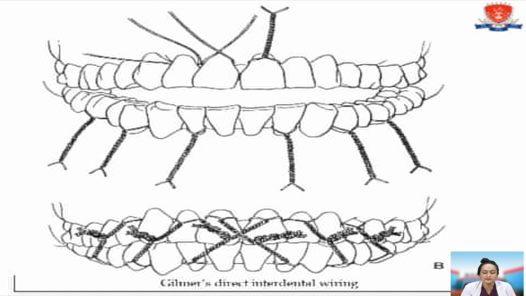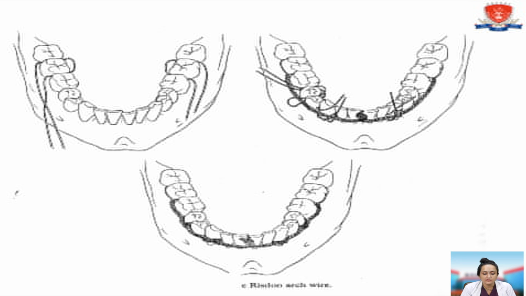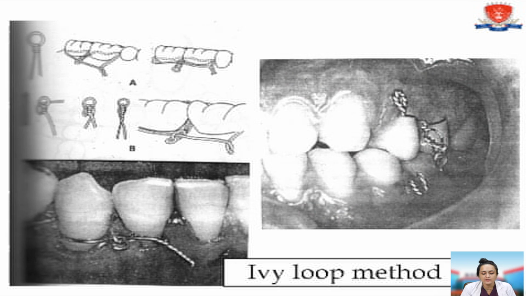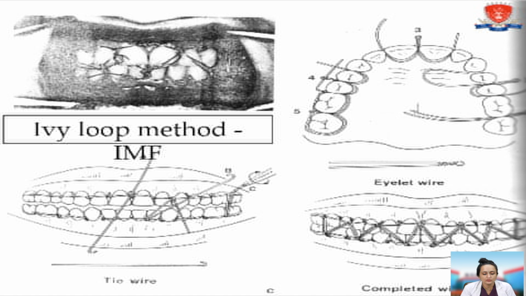So this is the Gilmer's direct indirect wiring. This is Risdon arch wire. This is again Brittle's wiring. And this is Ivy loop method, where the loop whose internal diameter is around 3 mm. From there you can pass the wire for intermaxillary fixation. It is usually done in the premolar region, premolar molar region. So this is again Ivy loop method of IMF.